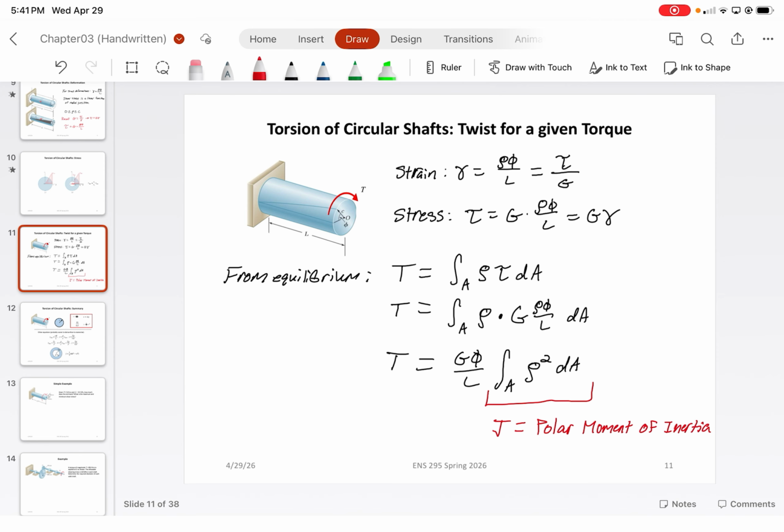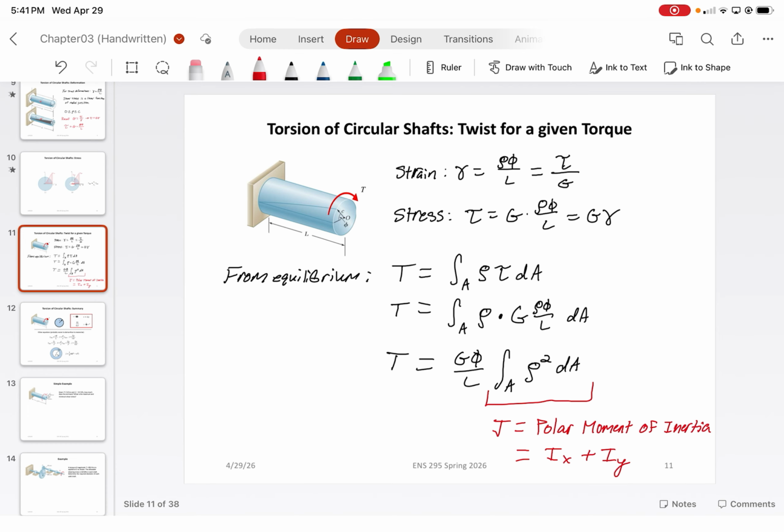And I believe in either most or all cases, J is just equal to Ix plus Iy. So it's just a summation of the second moment areas of inertia. Now this polar moment of inertia is with respect to the center of the shaft, all right?